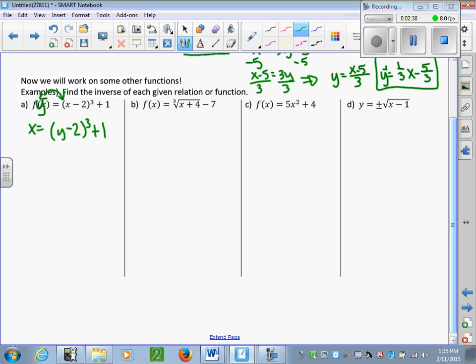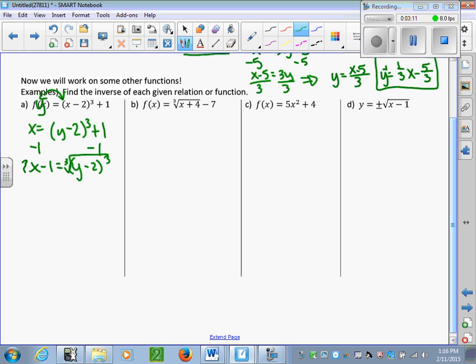Remember last class we talked about solving radical and exponential equations. My y is being trapped by the 3 exponent. I first need to move my 1 to the other side, and then I can get my y free. So I'm going to move 1 first. I get x minus 1 equals (y minus 2) cubed. Again, I need to get y free from the exponent of 3, so I'm going to do the opposite. If I have an exponent of 3, the opposite is taking the cube root.